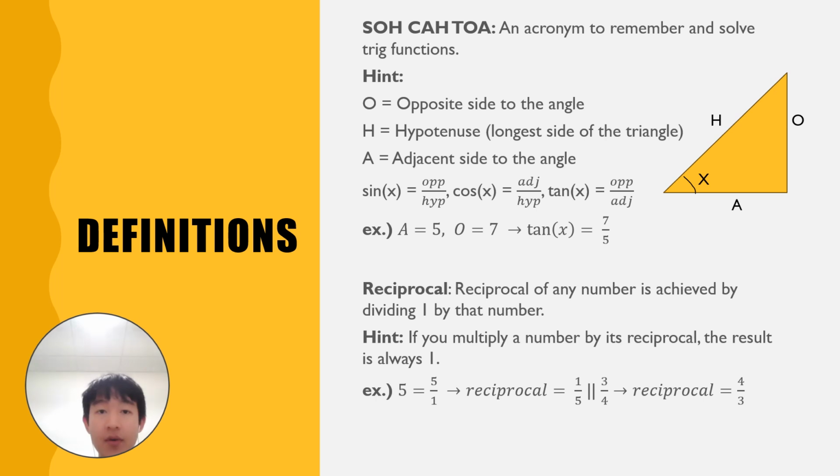And next we have our term reciprocal. The reciprocal of any number, to put it simply, just means the inverse. A hint that you can always use to double check your work is to multiply the number and its reciprocal, and it will always be 1. Looking at the example, to find the reciprocal of any number, we just need to reverse the fraction. So 5 becomes 1 over 5, and 3 over 4 becomes 4 over 3.